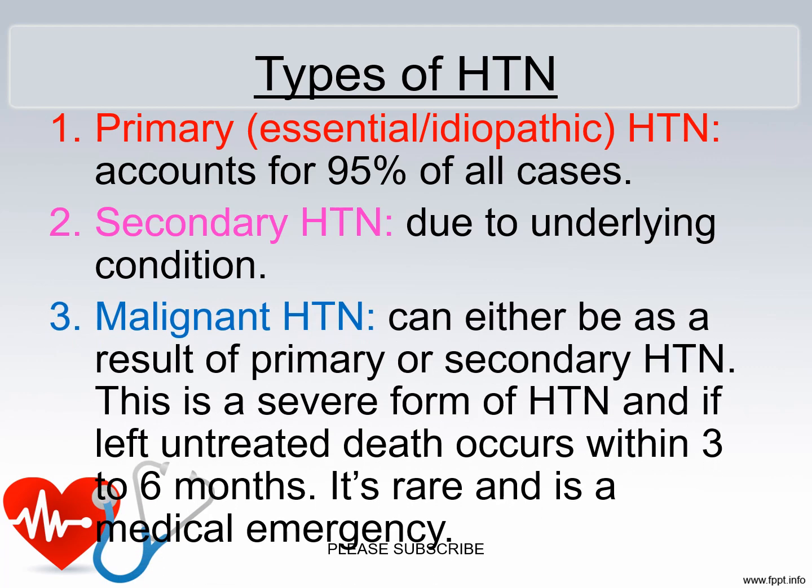Then we have the third type of hypertension, which is malignant. Malignant is more like a chronic type of hypertension. It can be as a result of primary or secondary hypertension, and it is very severe. If untreated, death occurs within 3 to 6 months, and it is rare. It is an emergency. If someone has this type of hypertension, they need to be treated in an emergency situation.